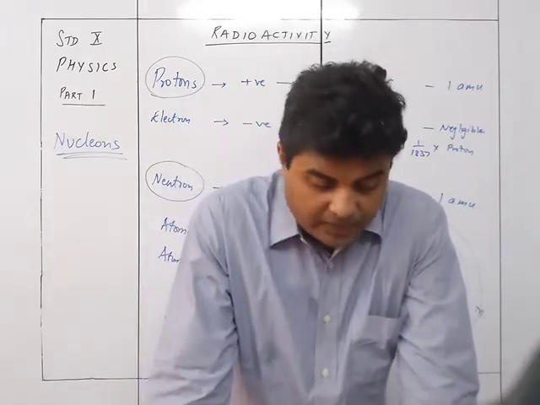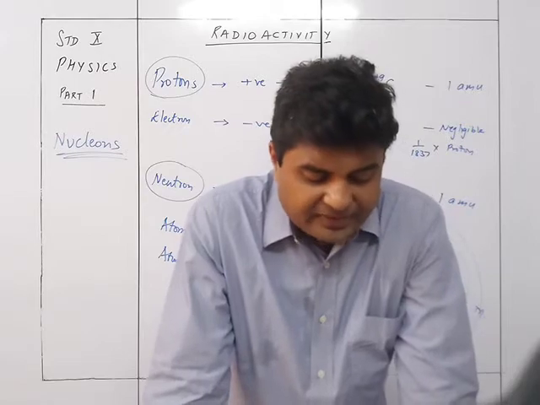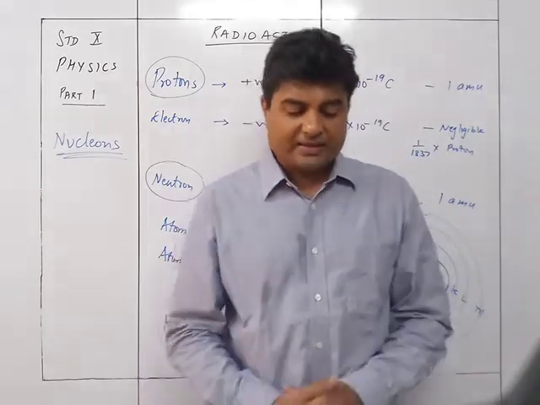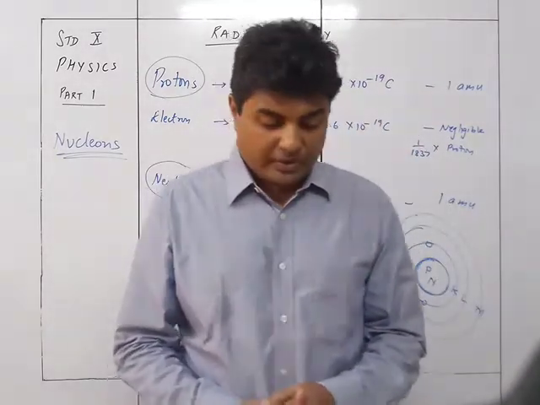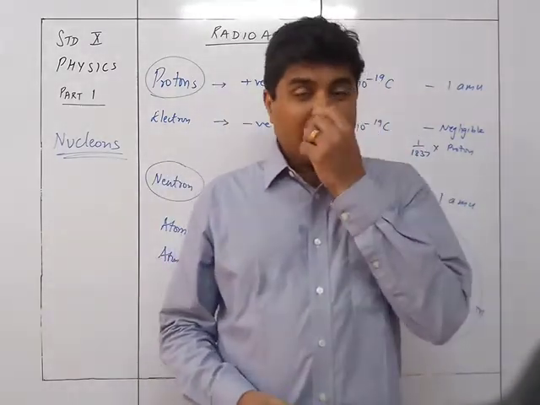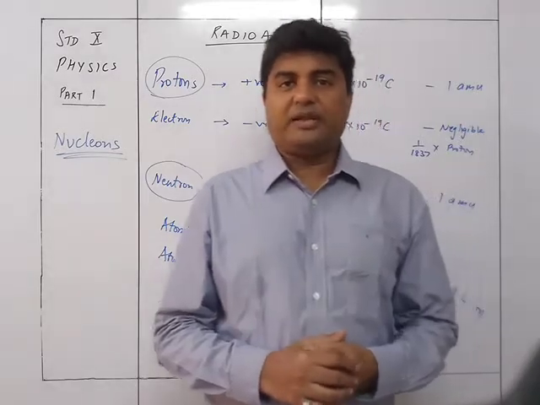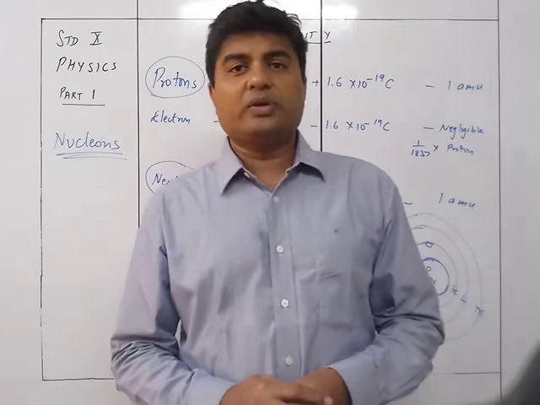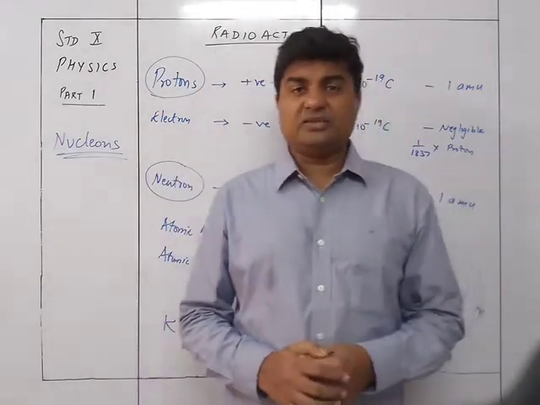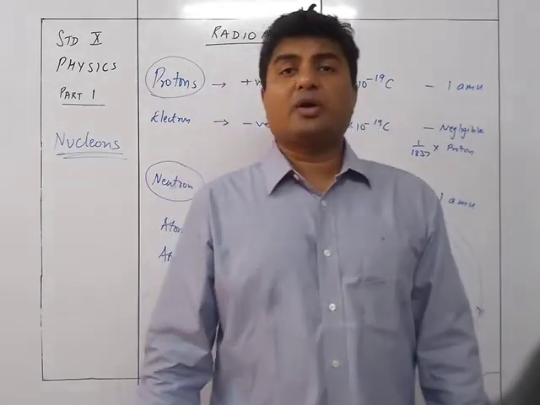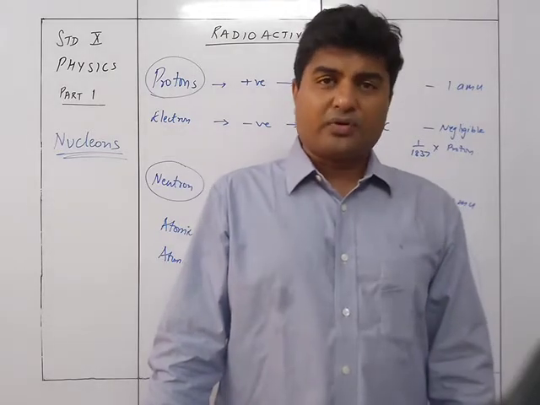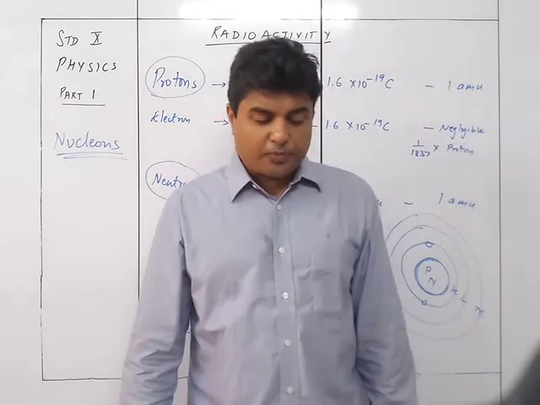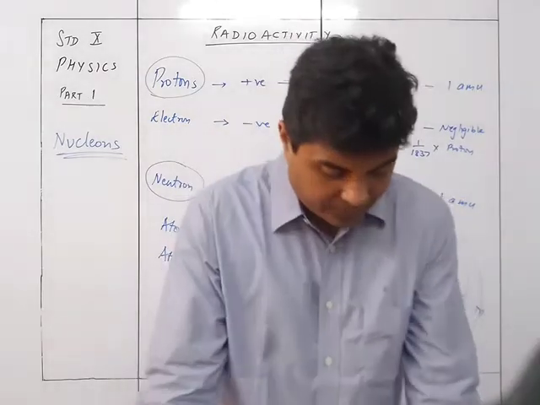Atomic number. The atomic number of an atom is equal to the number of protons in its nucleus, which is the same as the number of electrons in the neutral atom. If it is a neutral atom, that means there is no loss or gain of electrons, then the number of protons will be equal to the number of electrons, and in such a case the atomic number is the number of protons or the number of electrons present in the atom. Z is the number of protons in the nucleus of an atom.